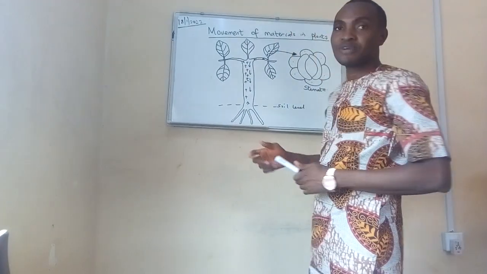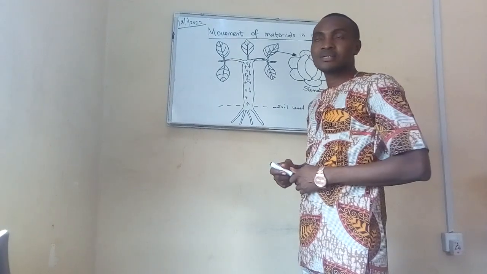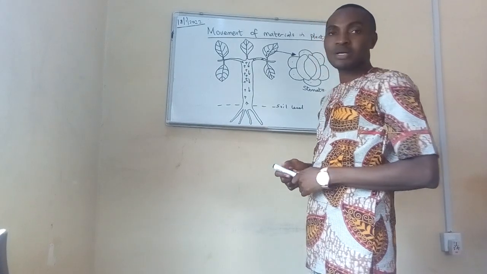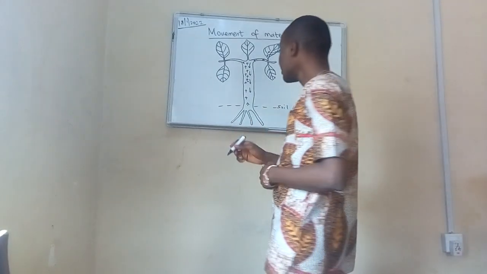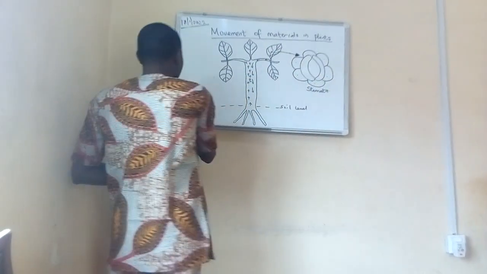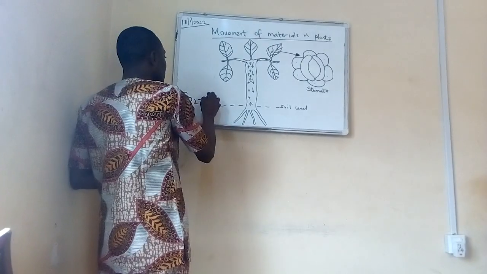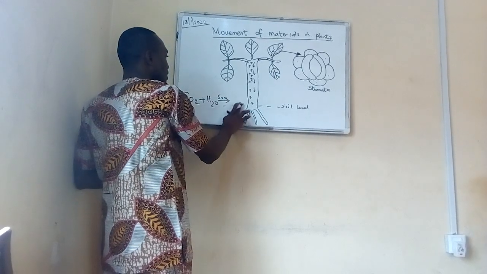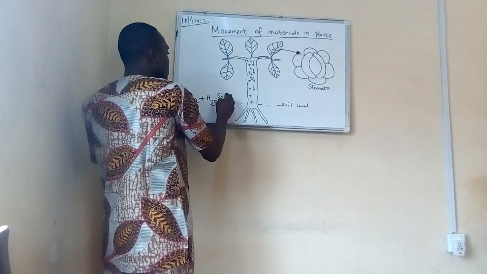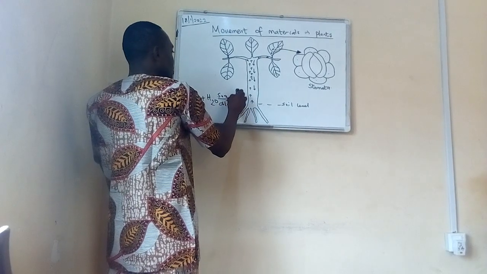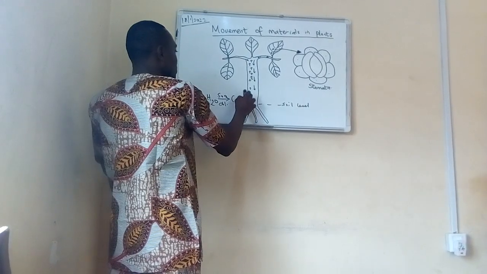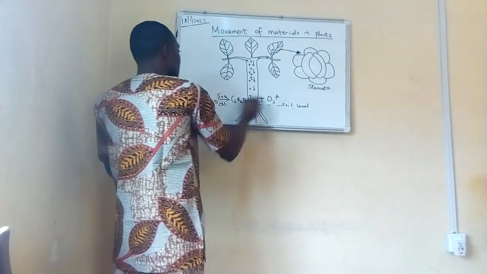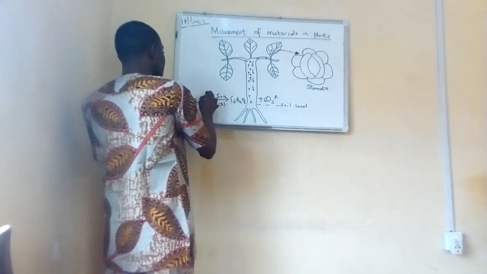Now, food is being manufactured by plants, and that is known as photosynthesis. And the chemical equation is CO2 plus H2O, in the presence of sunlight and chlorophyll, to produce C6H12O6 plus O2. So let's balance the equation.